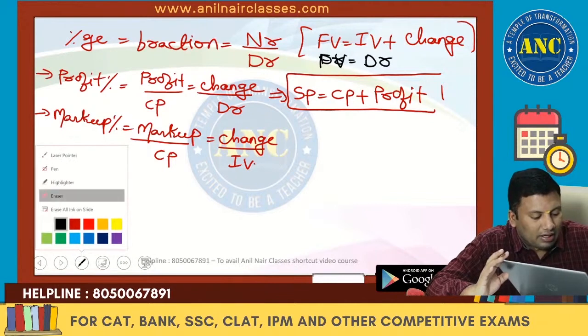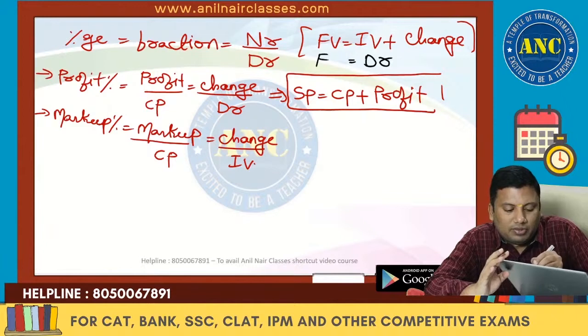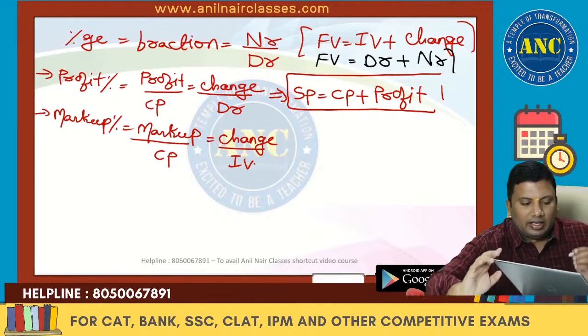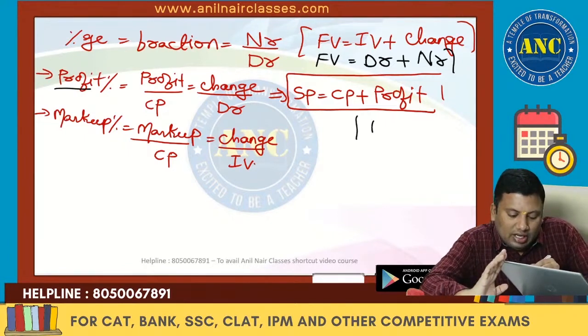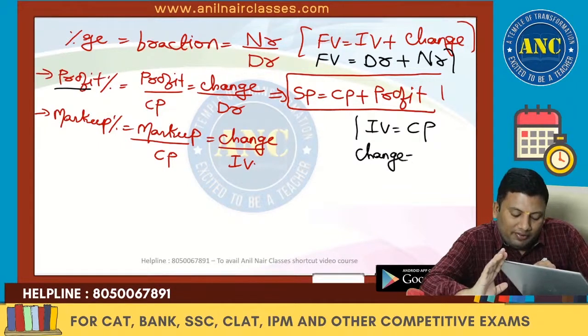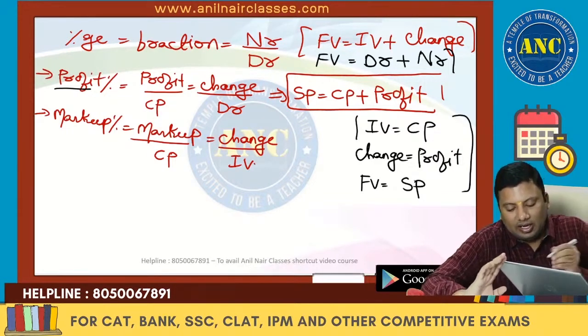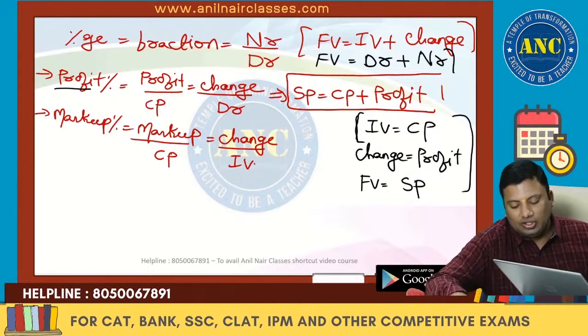Once you understand this, then you can solve compound interest problems at your fingertips. Final value is denominator plus numerator. In profit percentage, initial value is the cost price, change is nothing but profit, and final value is nothing but selling price. The idea remains the same.